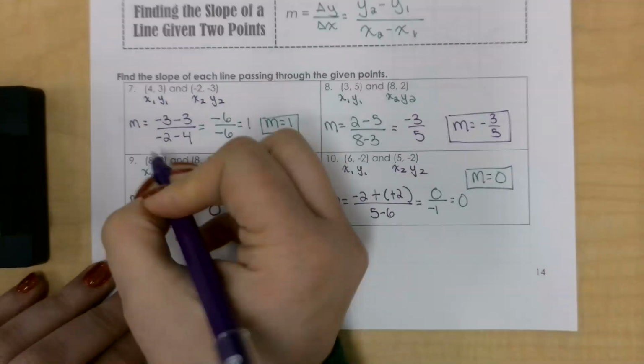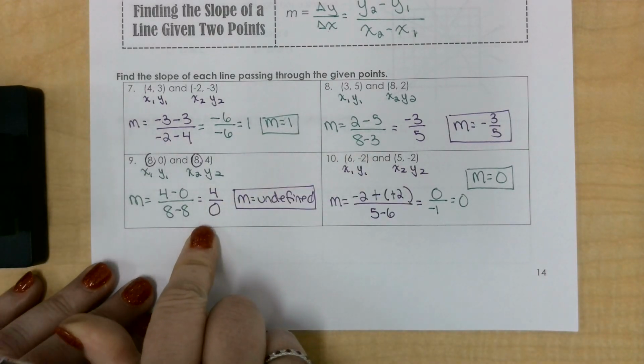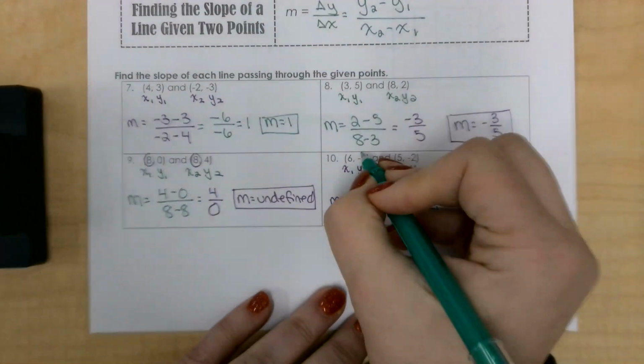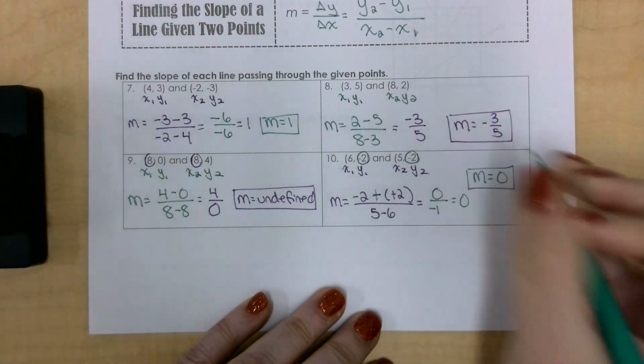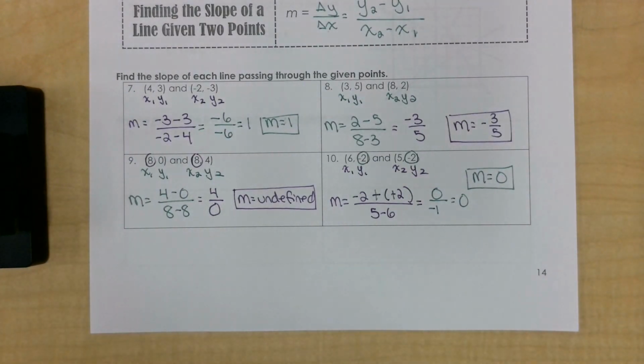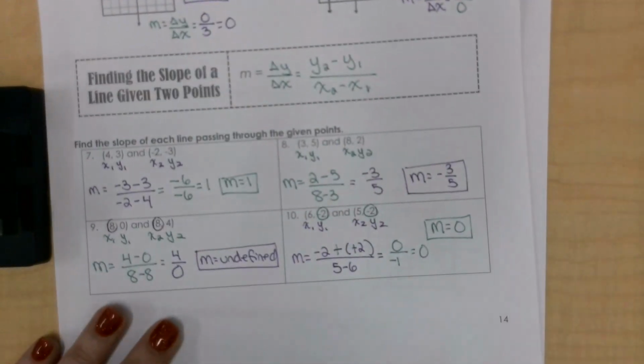One thing you can start recognizing: if I have the same x values, that is automatically going to result in a 0 in my denominator. I've got an undefined slope. Likewise, if I have the same y values, I will get 0 in my numerator, and I will get a slope of 0. That is it for this video.